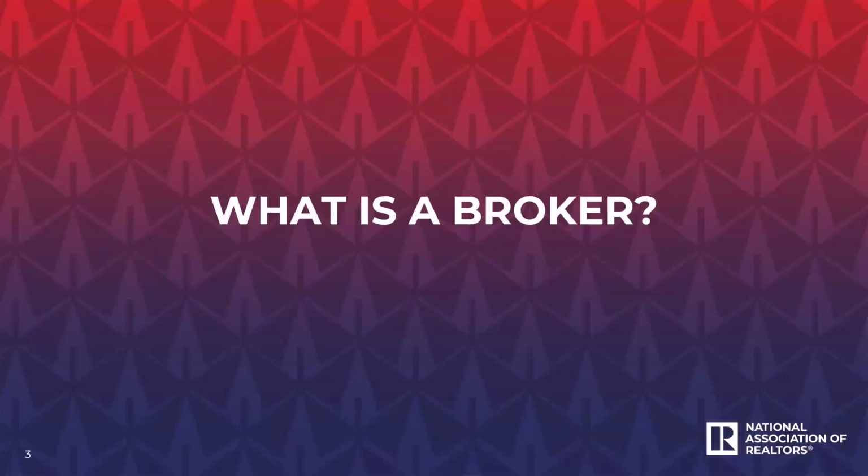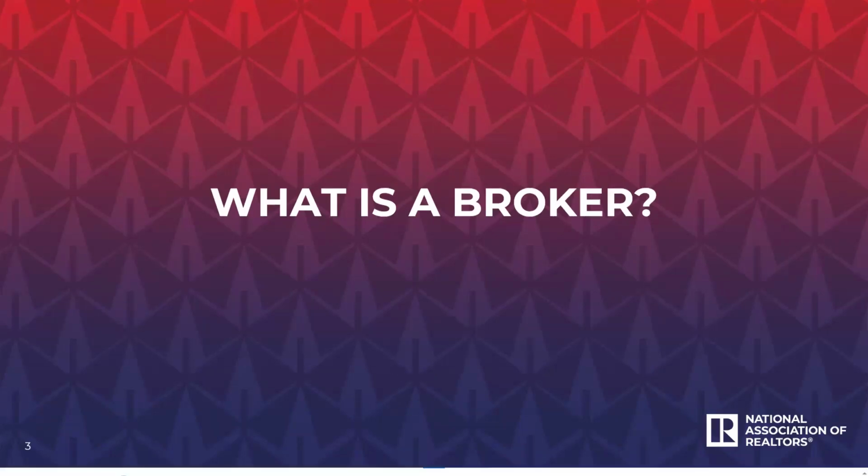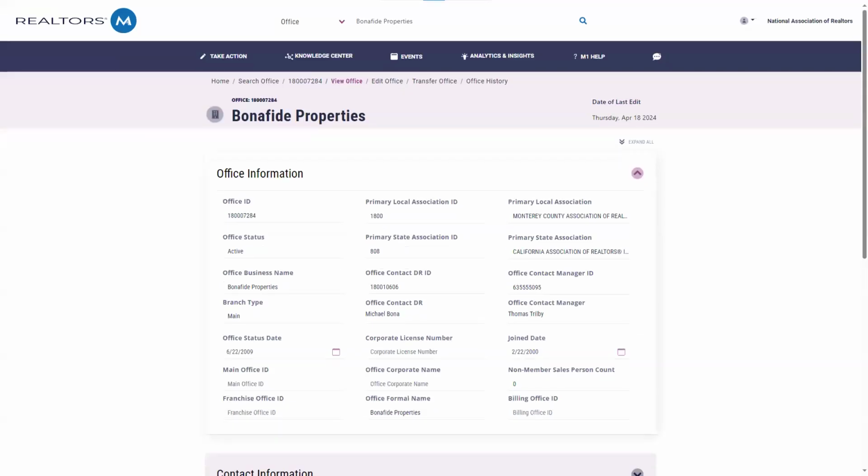So it's important to define what we mean by broker in this instance, a question that may seem straightforward, but it does bear an examination of the data structures that are dictating the access. So here is a snippet of the office record that exists in the national database, otherwise known as Realtors M1. Now this is from our test database, so the images here do display test data, but this should be one-to-one what we would see in the live system.